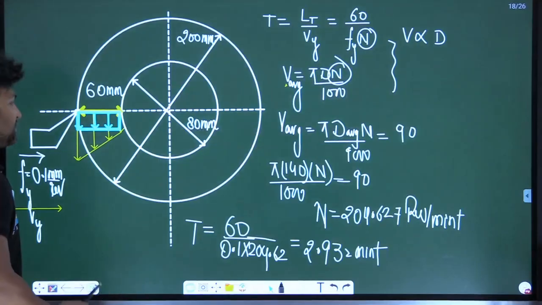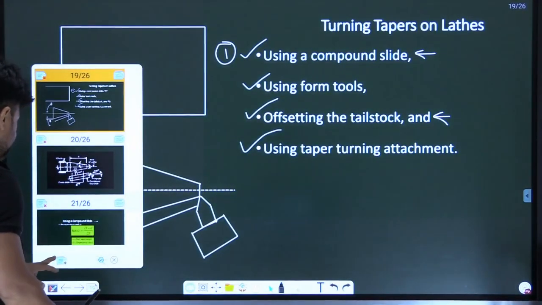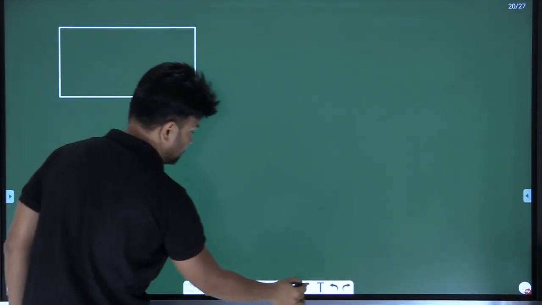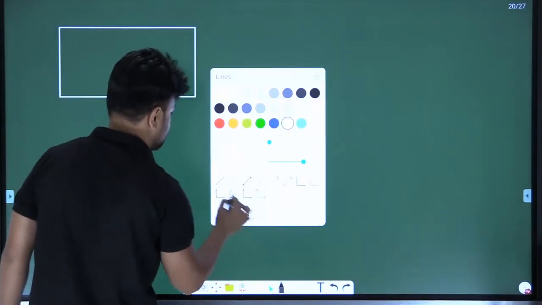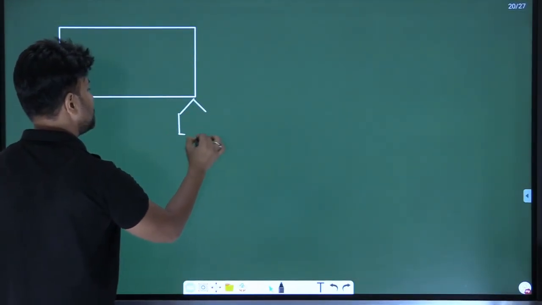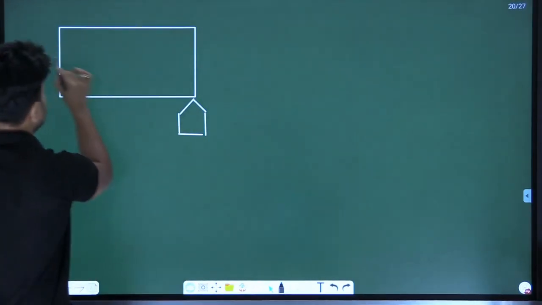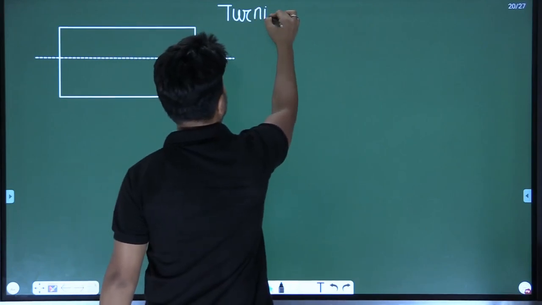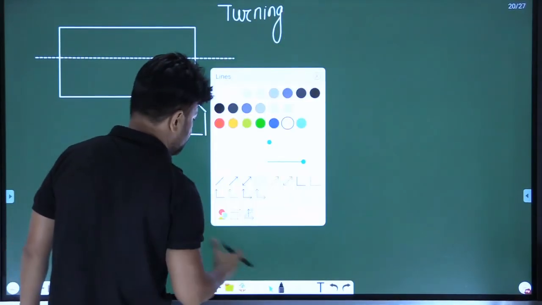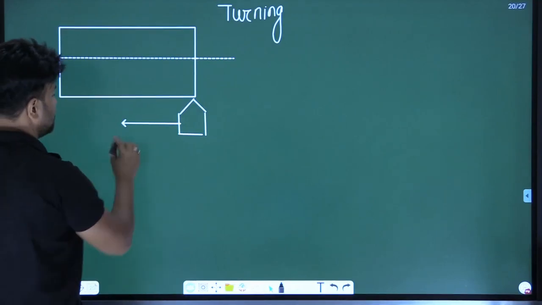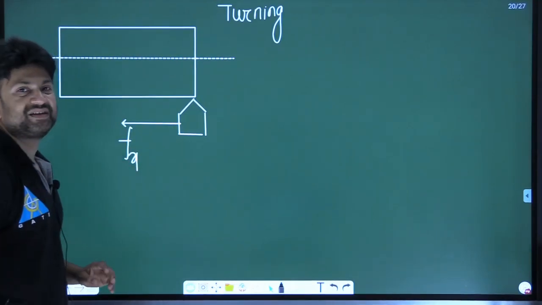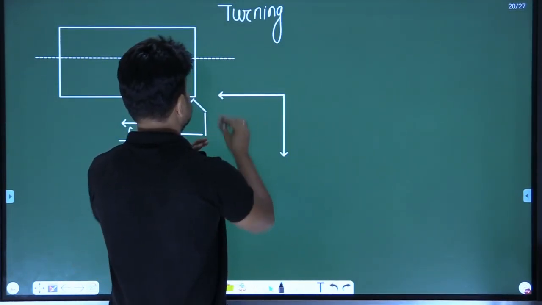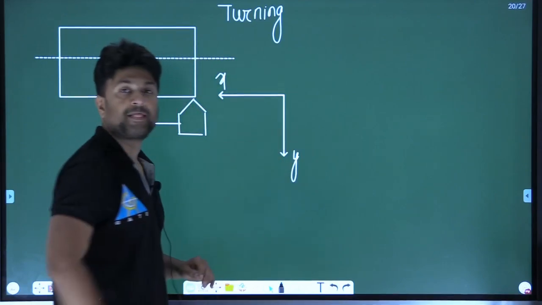Generally, when you do a simple turning process, this is the turning operation. Suppose that this is a tool. During turning, you can move the tool along the axis of the workpiece, and we call that feed Fx. If you make the axis, then it is an x-axis and a y-axis.